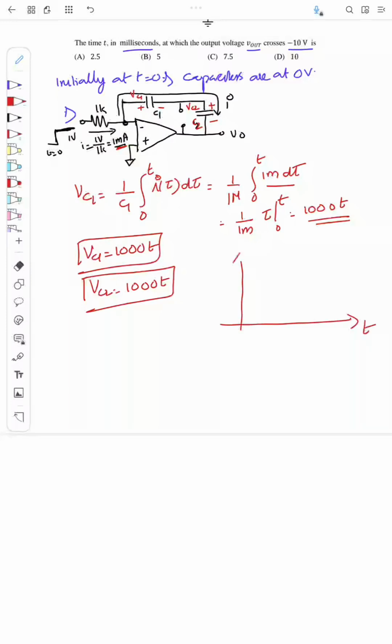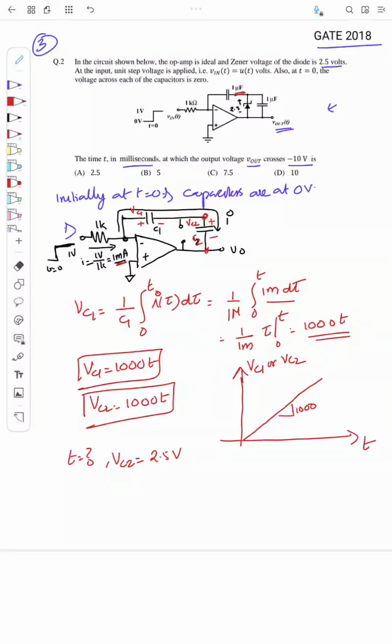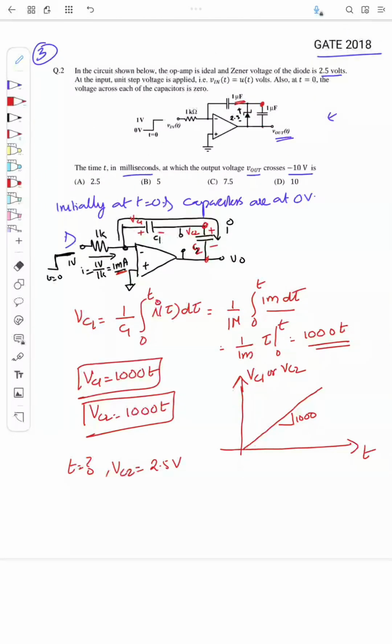So if this is the t, and if this is VC1 or VC2, the voltage will increment like this with respect to time. And what is the slope? Slope will be equal to 1000. Okay, so at what time t will VC2 reach 2.5 volt? Because this capacitor voltage is the same voltage falling across the Zener diode, right?